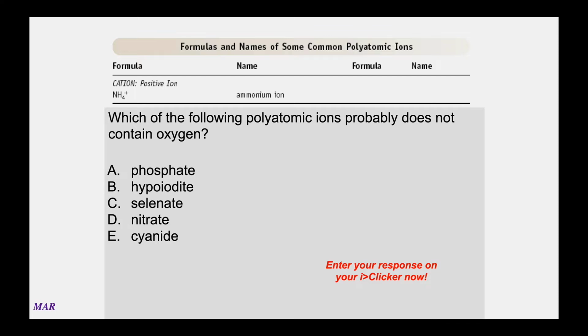Okay, so remembering earlier how the "-ates" and "-ites," if you see that ending, that usually means that you've got oxygen. So phosphate, that's got an "-ate" ending, that's got oxygen. Hypoiodite is the next one, but it has an "-ite" ending, probably going to have oxygen. Selenate, "-ate," you bet. Nitrate, "-ate," you bet. But cyanide. Cyanide does not have an "-ate" or an "-ite" ending.